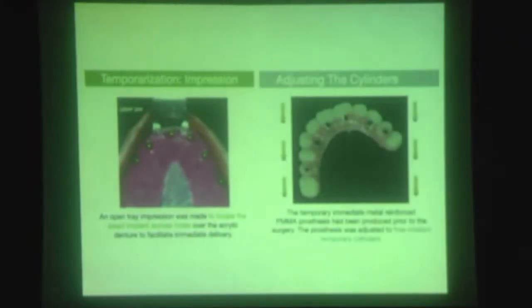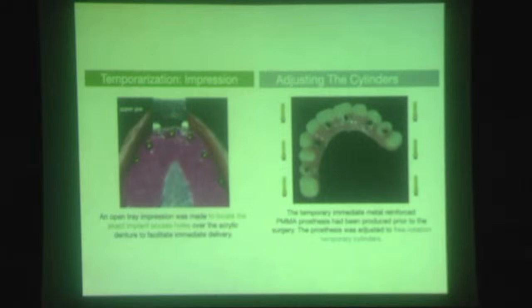So after it, sometimes you take the impression digitally, sometimes you use the open tray method, sometimes you use the closed tray method, and there are some scientific papers saying that if the number of implants is over 4, then please use the open tray method. Sometimes we use the closed tray method.